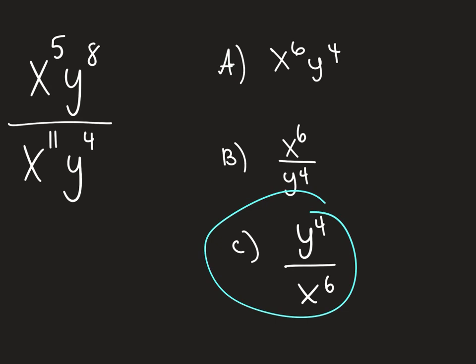Let's start with 5. 5 minus 11 is negative 6. So the x's have to be down in the basement to make them a positive 6. 8 minus 4 is positive, so he can stay on the top. Or you can say there's more x's on the bottom, so the answer is going to be in the bottom. 8 is bigger than 4, 8's on the top, so the y's are going to stay on the top.